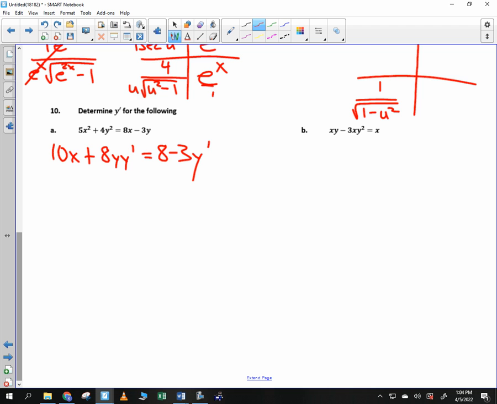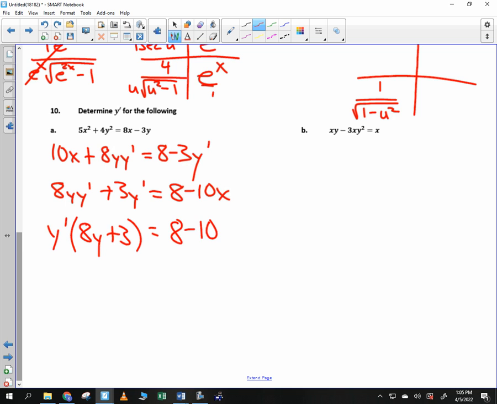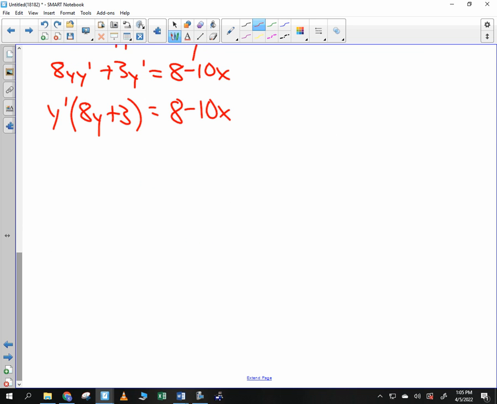Now what do we do? You were really good at this. Yeah, get everything that has y prime on one side, right? So 8y prime plus 3y prime is equal to 8 minus 10x. Factor out the y prime. 8y plus 3 times y prime equals 8 minus 10x. So y prime is 8 minus 10x over 8y plus 3. And you recall that, right?